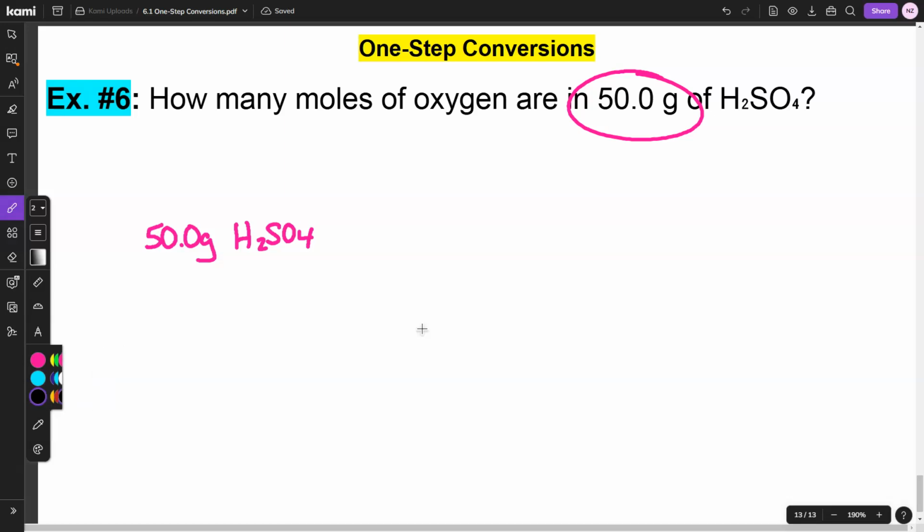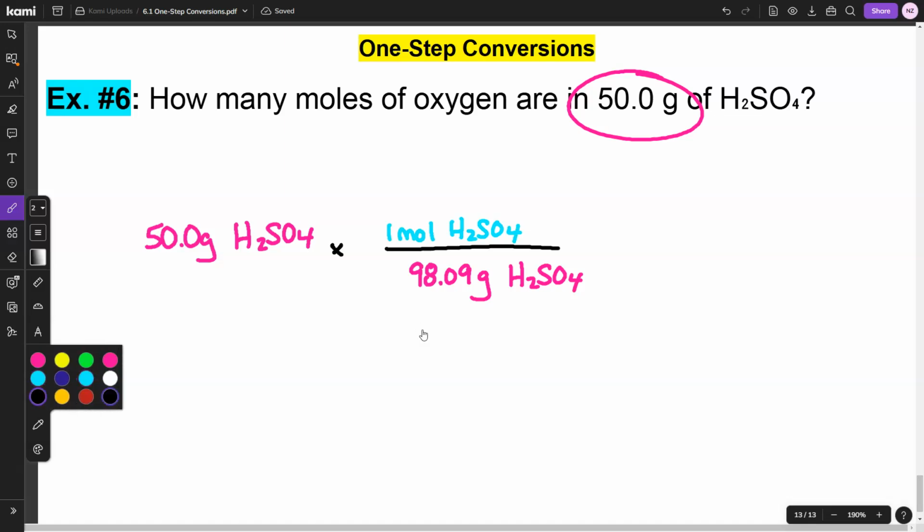Okay, so let's convert that to moles. So I'm going to set up my conversion factor, and I know my molar mass is going to be 98.09 grams. You have that many grams in 1 mole of H2SO4. Okay, so when I do the math here, I get 0.5097 moles of H2SO4.